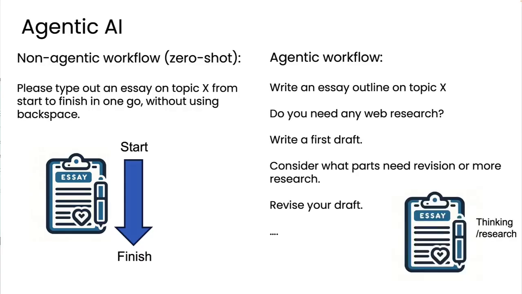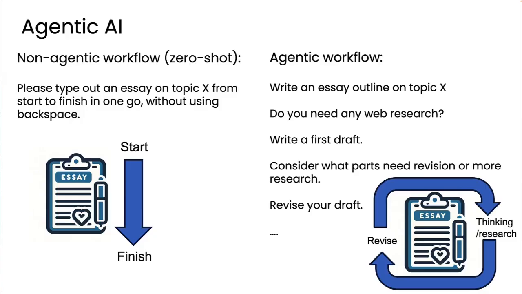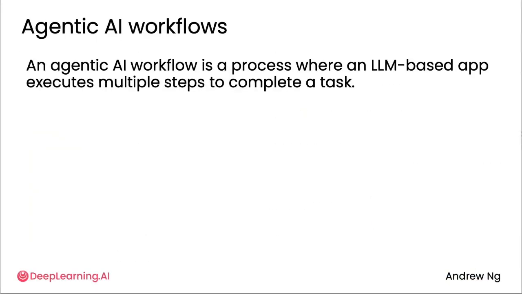And this type of workflow is more akin to doing some thinking and some research, and then doing some revision, and then doing some more thinking, and so on. And with this iterative process, it turns out that an agentic workflow can take longer, but it delivers a much better work product. So an agentic AI workflow is a process where an LLM-based app executes multiple steps to complete a task.